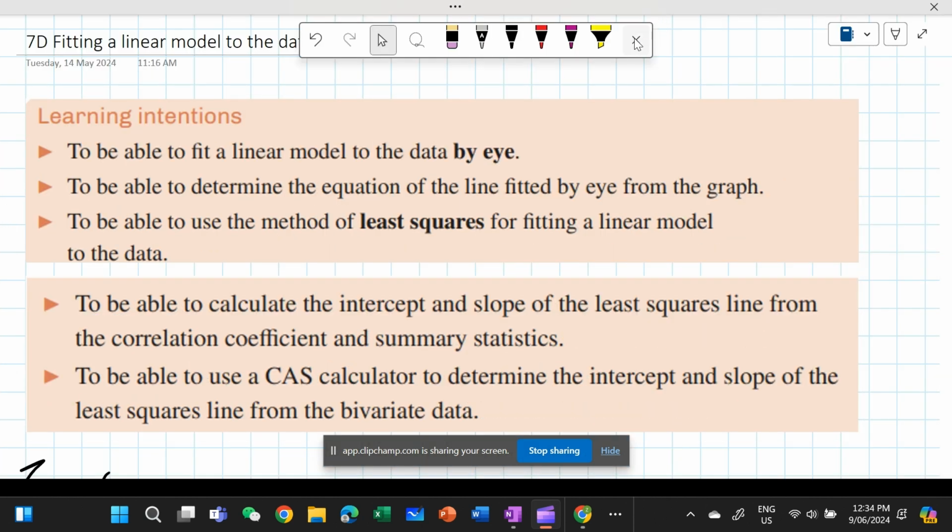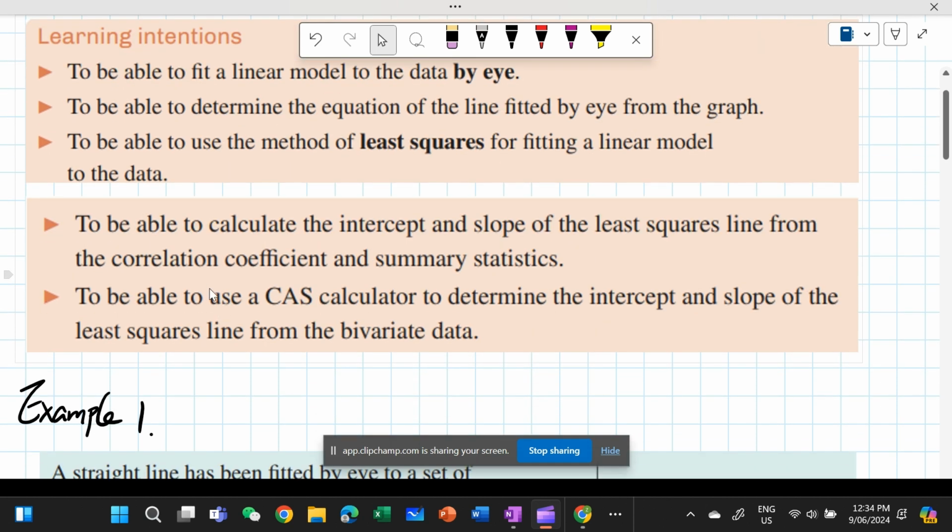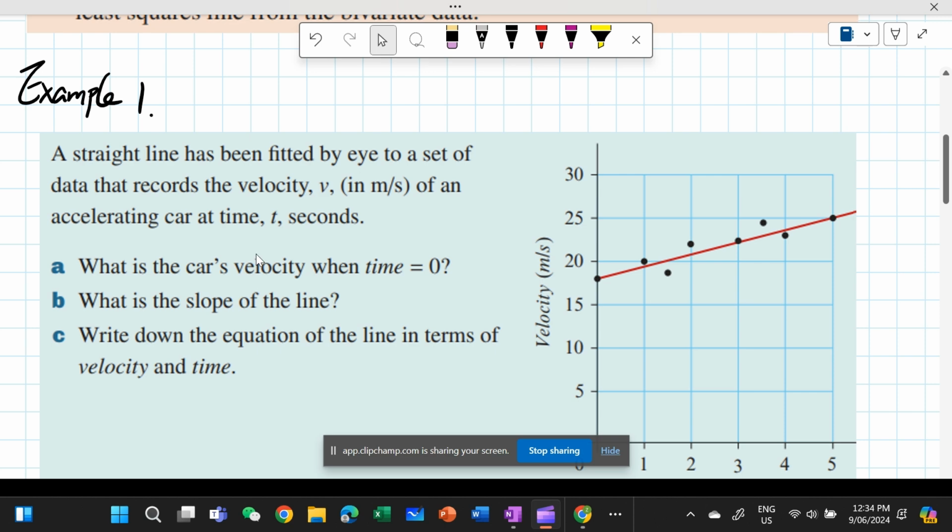Today we're going to fit a linear model to the data, and we're also going to try two methods: least squares and fitting linear models as well. We'll also use the CAS and do our questions by hand. So first things first, we start with this question. We're going to fit the line by eye.